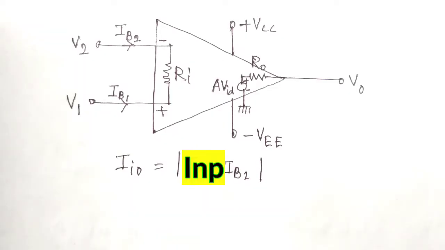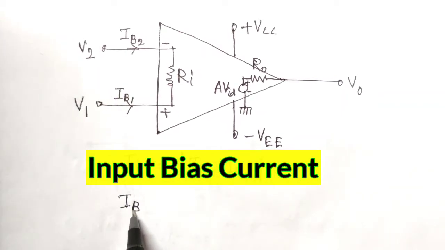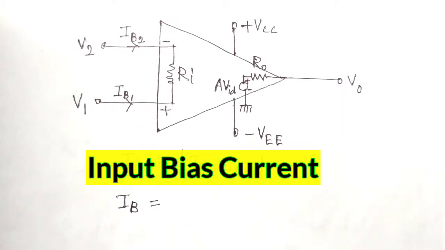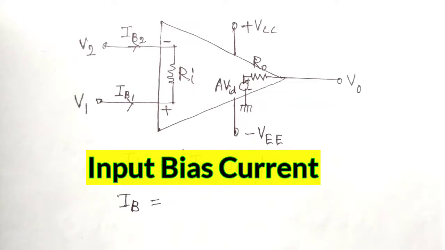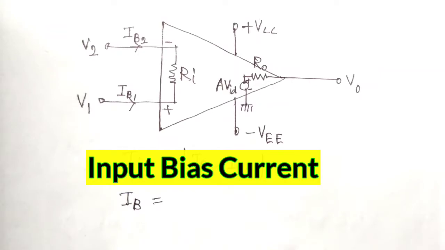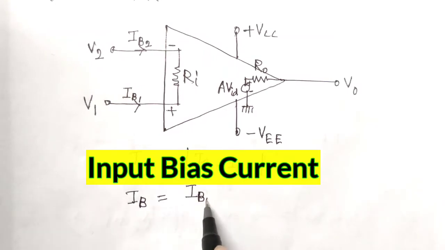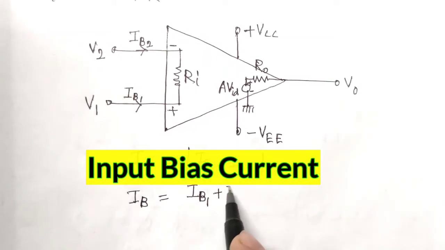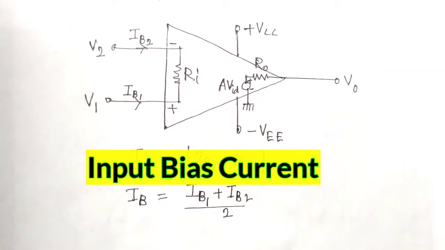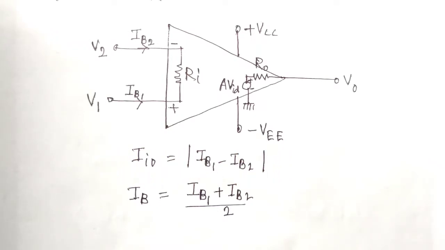The fifth parameter is input bias current, mathematically represented by IB. IB is the average of the currents that flow into the inverting and non-inverting input terminals of the op-amp. That is, it is the average of IB1 and IB2. So IB equals IB1 plus IB2 whole divided by 2. In case of 741, the value of IB is about 500 nanoamperes.